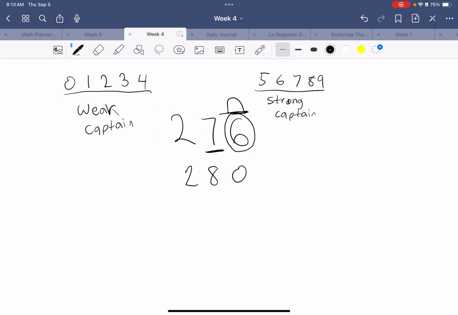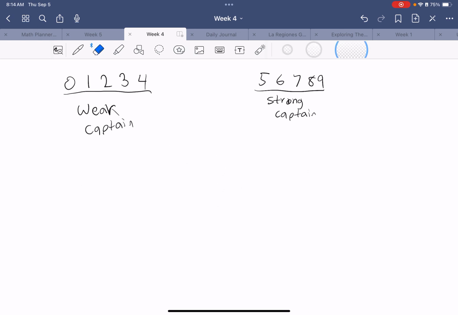Okay, so I'm going to try another one. Let's say we have the number 2,853. And they're asking us to round it to the nearest 10. Sorry, not 10, to the nearest 100. So I know that the 8 is in the hundreds place. So I'm going to underline the number that they're telling me to round to the nearest 100, and I'm going to circle the number that's right next to it.